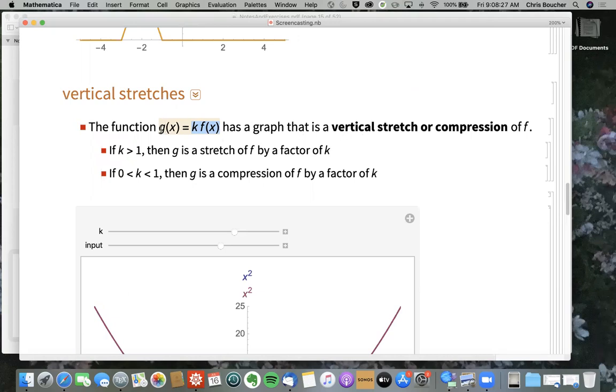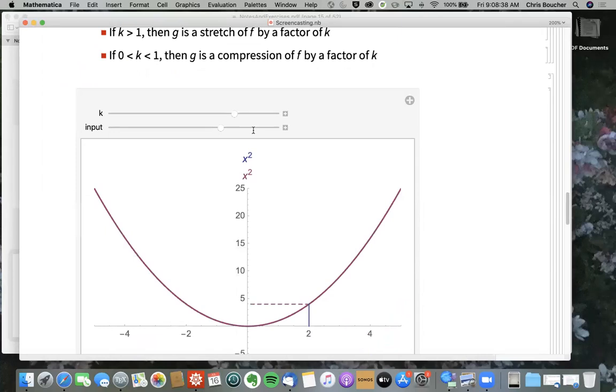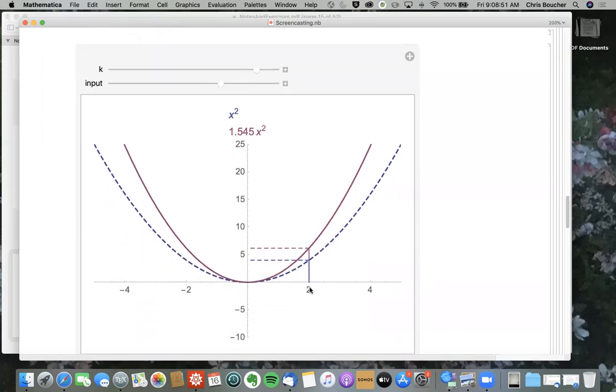And the effect of that is that the outputs for g are the outputs of f multiplied by this number k. So what that means depends on the value of k. If k is a number bigger than 1, so let's take here, I have again y equals x squared as the blue curve. And in the purple curve, I've multiplied by some number, 1.545. If you go to an input value now, the value on the purple curve is going to be 1.545 times the value on the blue curve. So it's going to be a little bit bigger. And that has the effect of stretching the blue curve upward.